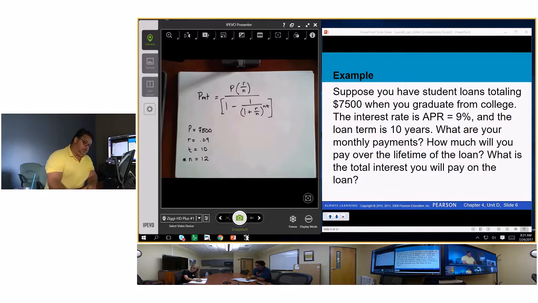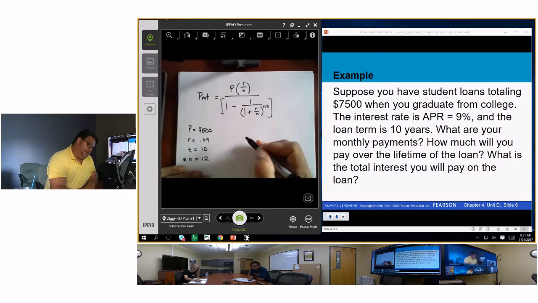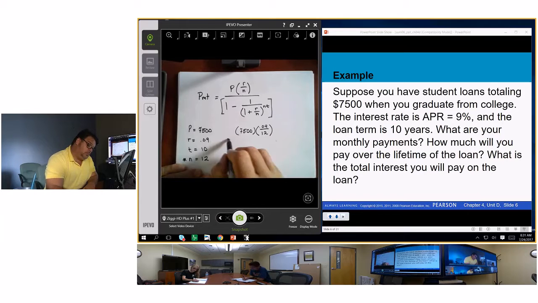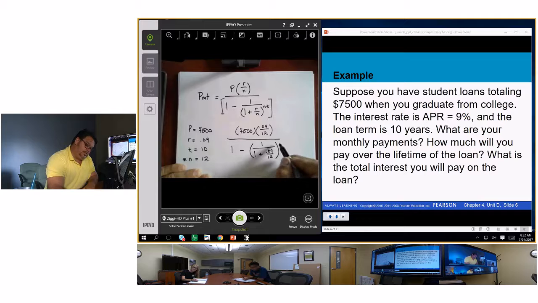And now you just plug and chug. Plugging is easy. 7,500 times 0.09 over 12, over one minus one over one plus 0.09 over 12, all that second part raised to the 12 times 10, which is 120 payments.